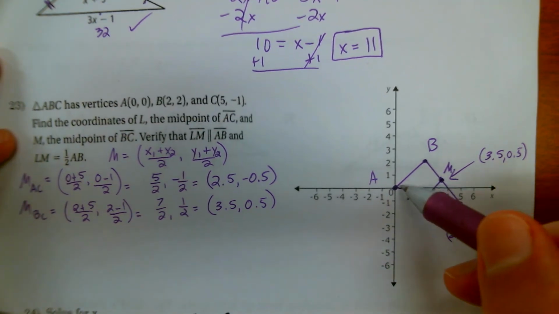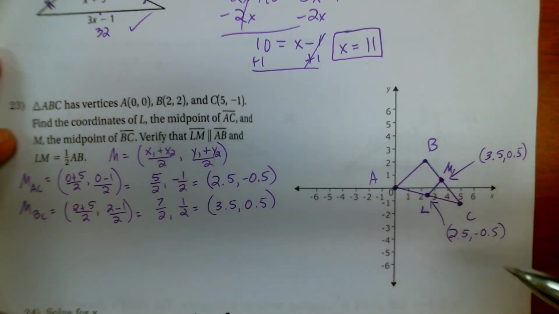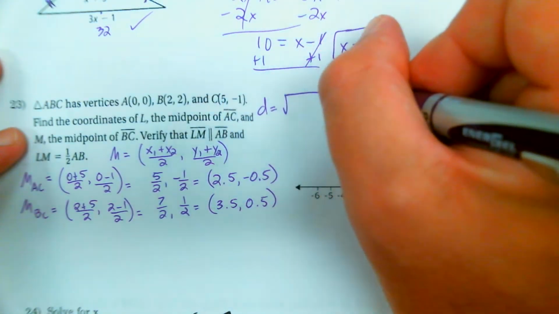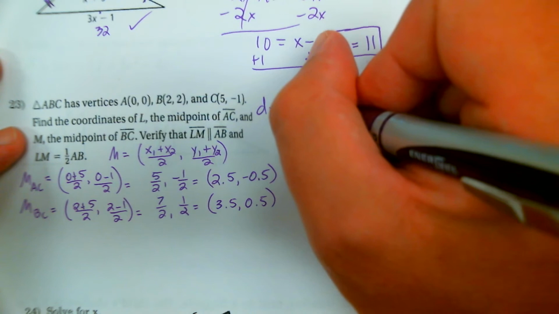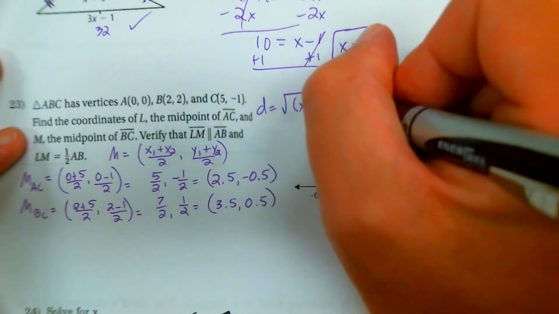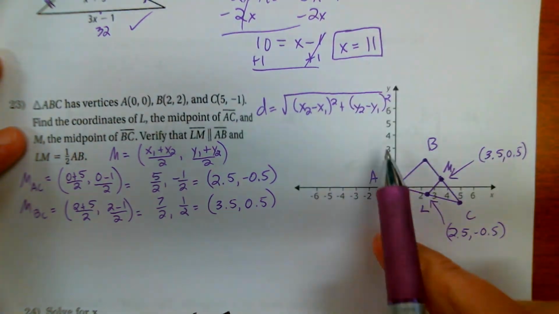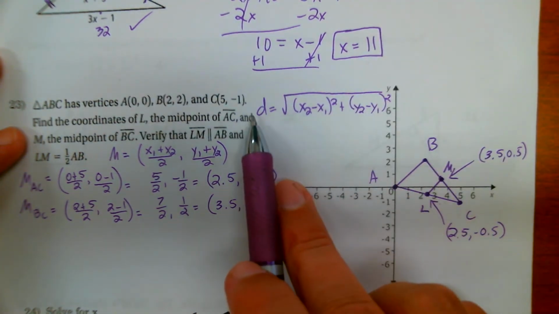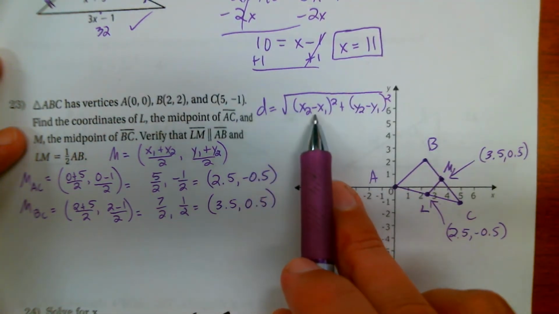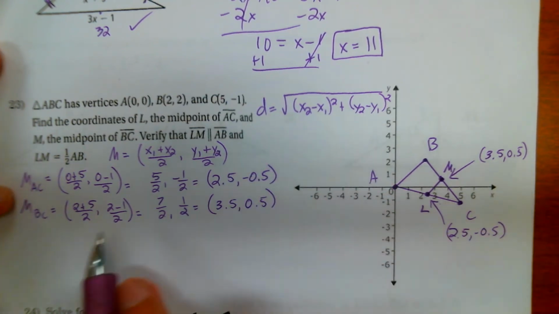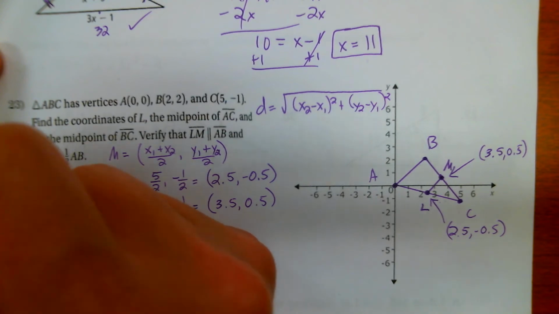To do that, I'm going to have to find the distance of both of these. Our distance formula, if you guys will recall, is the differences of your x's squared plus the differences of your y's squared. Because remember, this is basically the Pythagorean theorem. This is like a squared plus b squared equals c squared. All right, so now I'm going to find the distance.